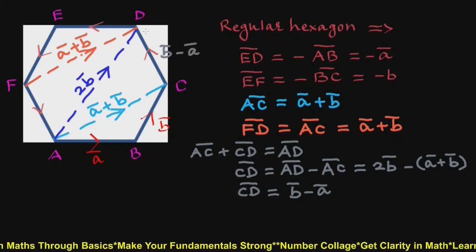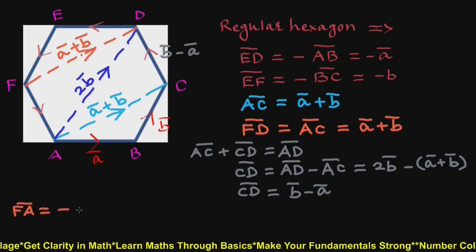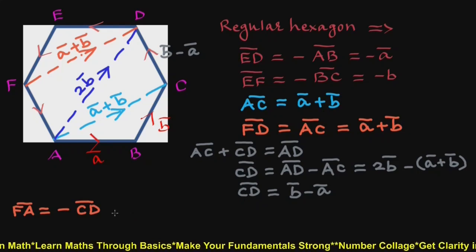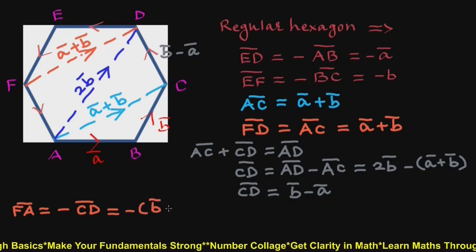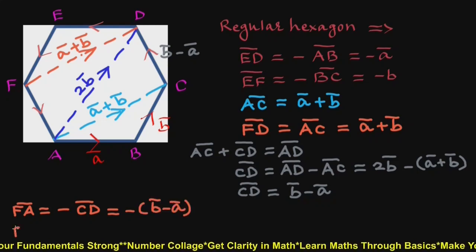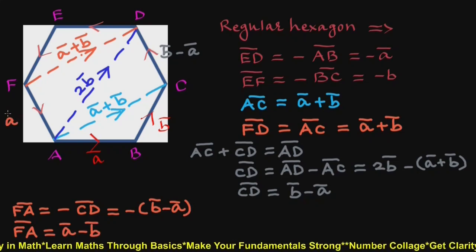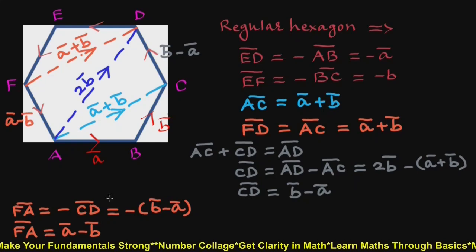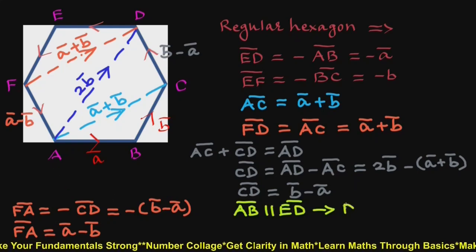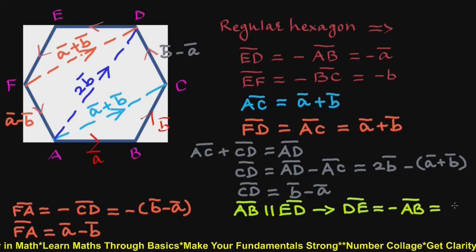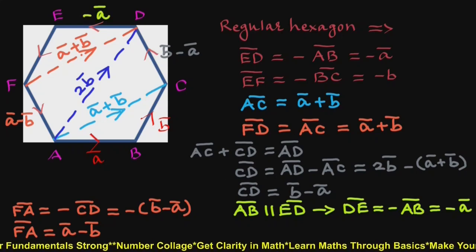In regular hexagon, DC bar is parallel to FA bar. So vector FA bar will be minus CD bar because they have exactly opposite direction, which will be minus (B bar minus A bar). So we get FA bar equals A bar minus B bar. We write FA bar equals A bar minus B bar. Next, AB bar is parallel to ED bar. So DE bar will be minus AB bar. So DE bar will be minus A bar. Let us write it here minus A bar.